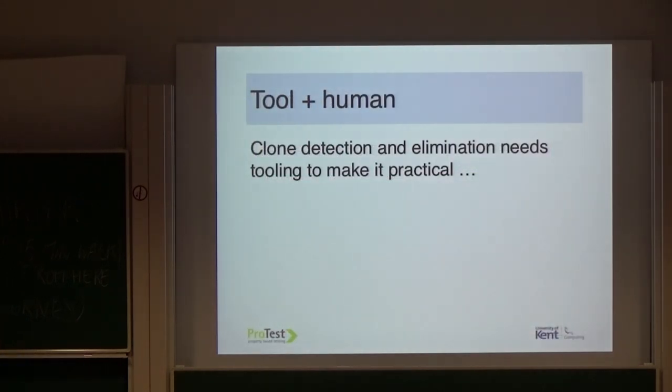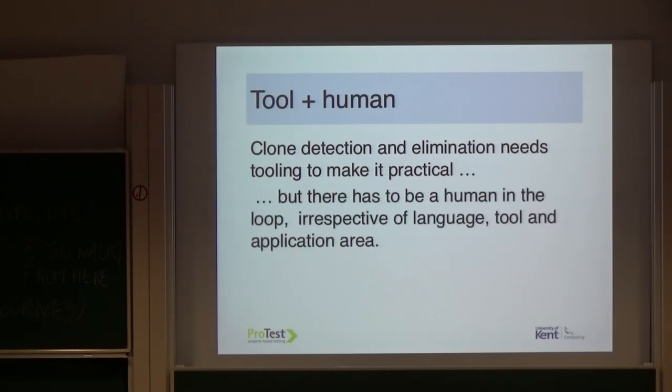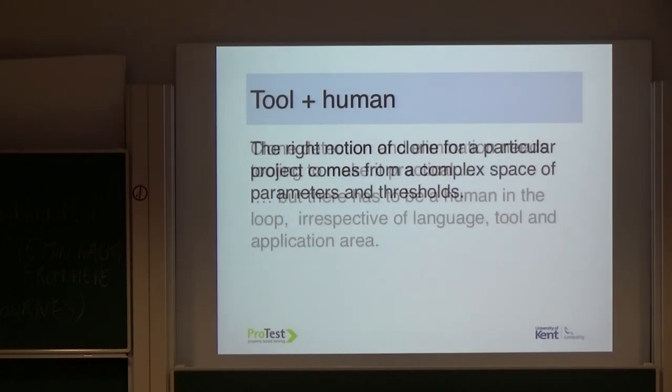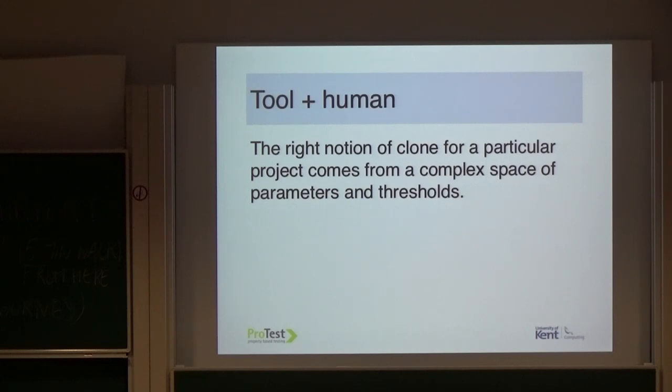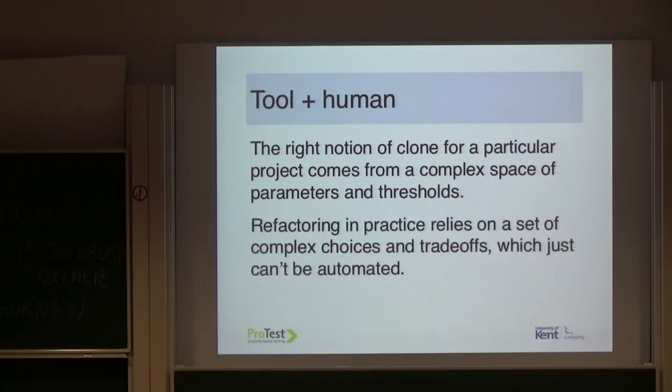So the lesson is, you can't eliminate the human from this process. We need tooling to make the whole process of clone detection practical, but there has to be a human in the loop, irrespective, I would assert, of language, tool, and application. The right notion of clone for a particular project comes from a complex space of parameters and thresholds. That just seems to be a fact. And refactoring practice relies on a set of complex choices and trade-offs, which just can't be automated. So I think, well, it's a challenge. The AI that will do all this for me is, I think, quite a long way off. So I'd leave you with that thought.